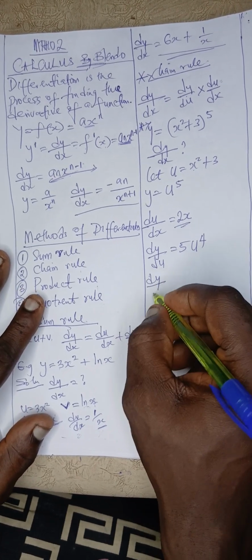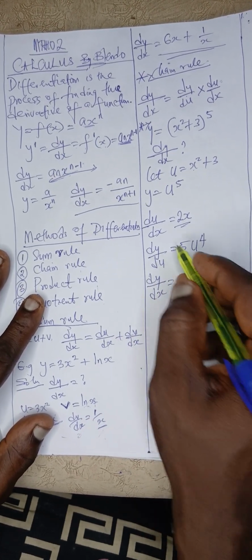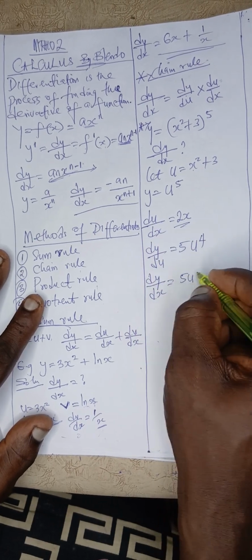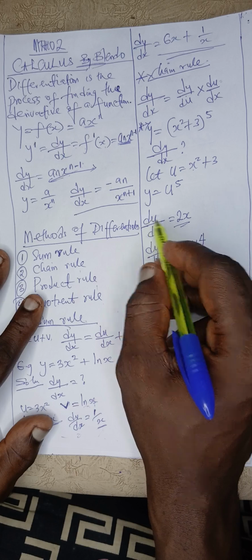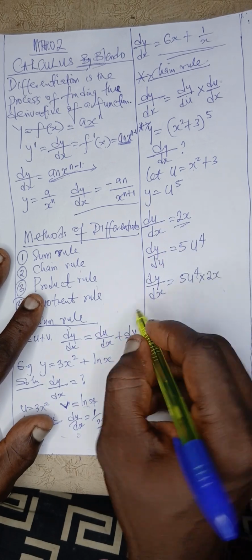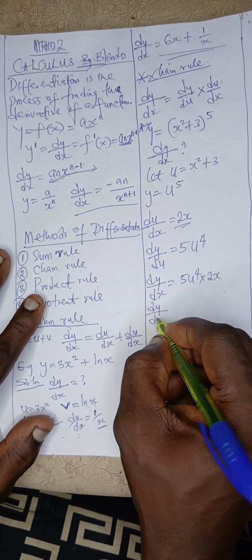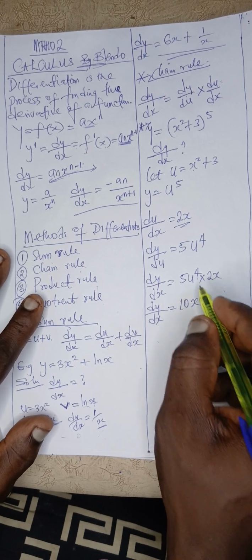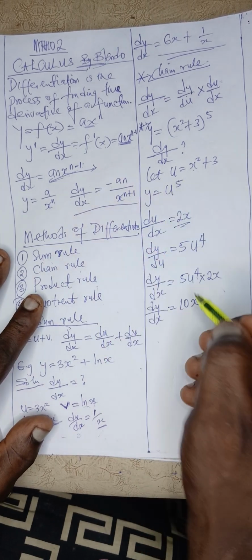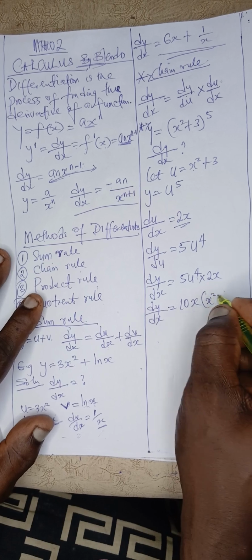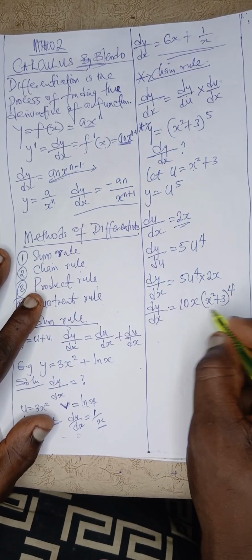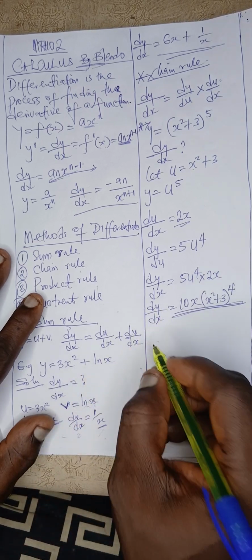So applying the chain rule, dy/dx is equal to dy/du, which is 5u^4, times du/dx, which is 2x. So 5 times 2x is 10x. u is already x squared plus 3, then raised to the power 4. This is the answer to the question.